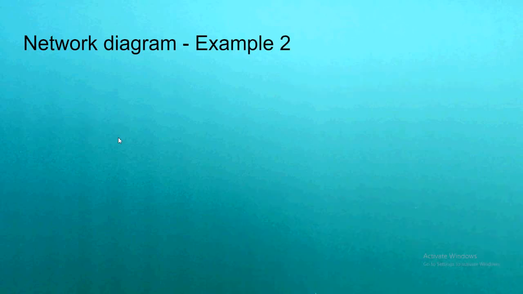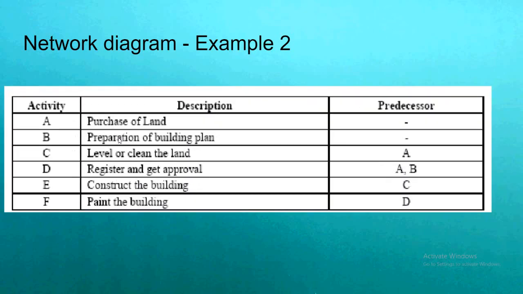Let us take another example to draw a network diagram. Let us consider a housing project similar to the previous example. Here the list of activities is given, and the predecessor is given.